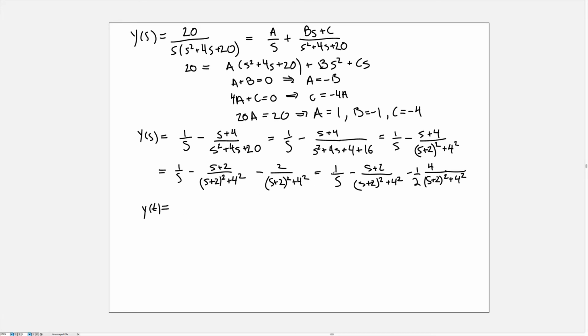And so I get the inverse transform of 1 over s, that's just 1. The inverse transform of s plus 2 over s plus 2 squared plus 4 squared is, well, I have a minus sign in front, and then an e to the minus 2t from that s plus 2, and then the form of the rest of it is the transform of a cosine of 4t. And then minus 1/2 e to the minus 2t sine of 4t. And that is the solution, given that the transform of the solution was Y of s as above.